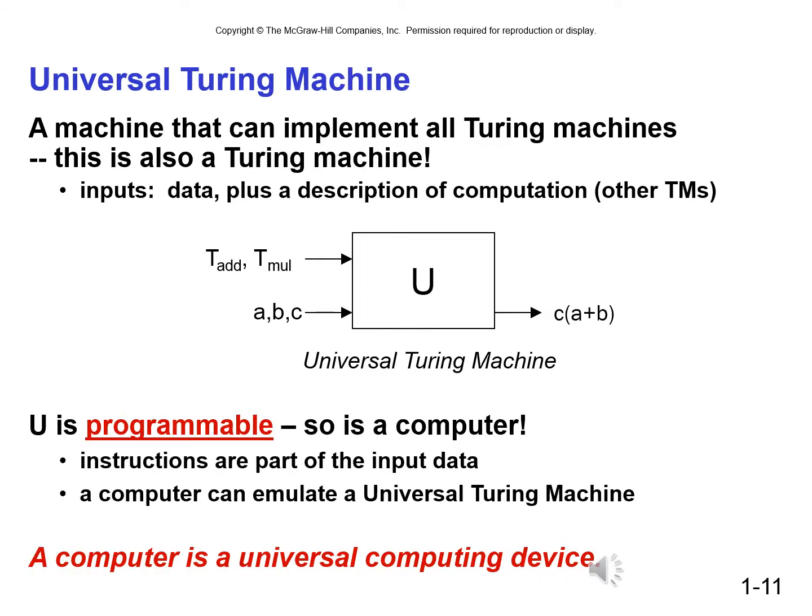So basically what Turing was getting at was a universal computing device. And a computer is a universal computing device. A machine that can implement all Turing machines is also a Turing machine. Inputs, data, description of computation, etc.